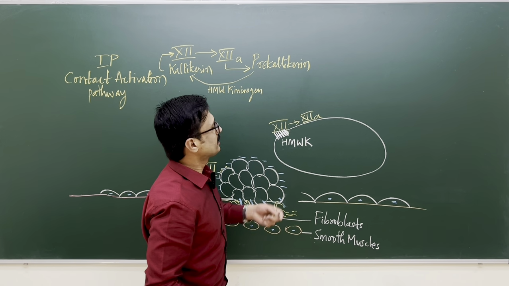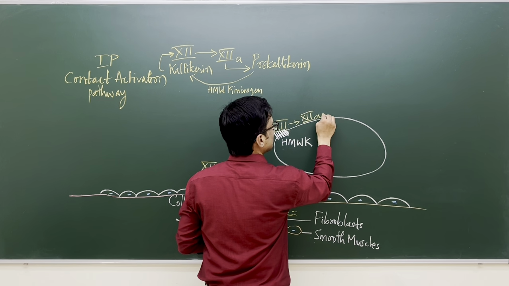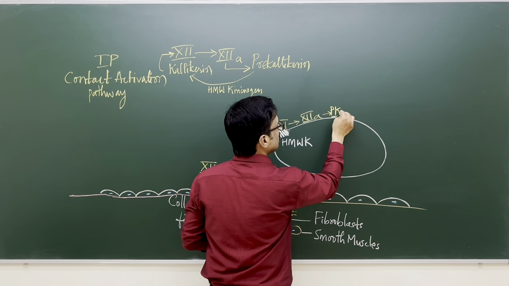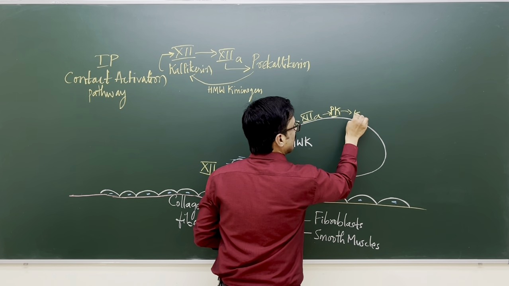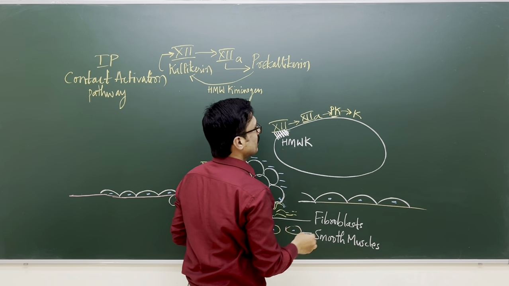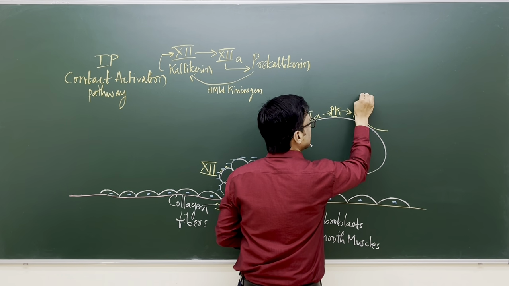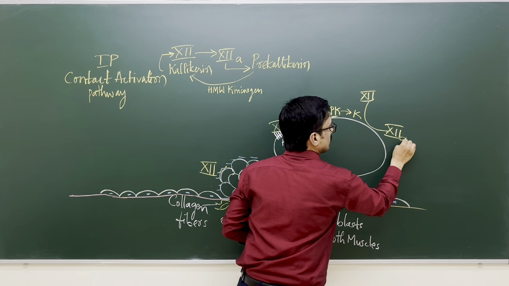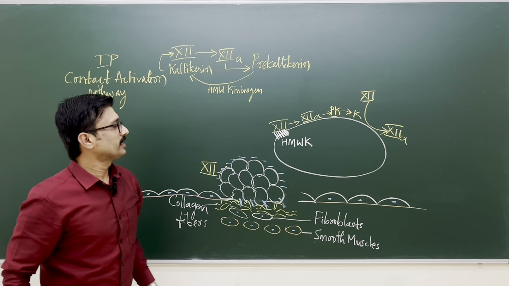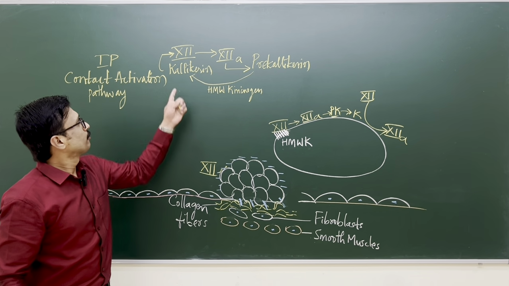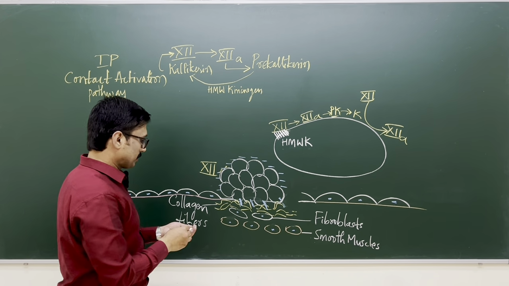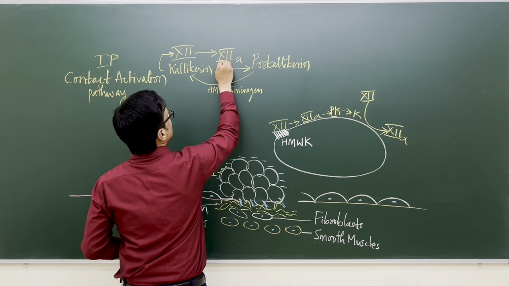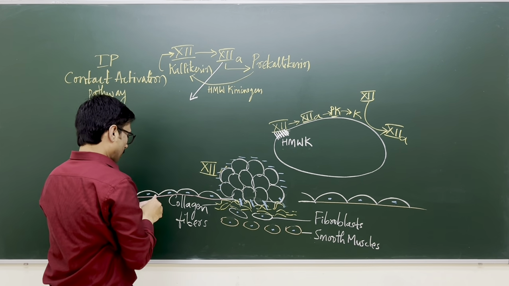Once this factor 12 is getting activated, this will activate the prekallikrein. Prekallikrein is getting activated to kallikrein, and this kallikrein will further activate more and more factor 12. So this is the first step in intrinsic pathway, activation of factor 12. So once factor 12 is activated, this factor 12 starts activating the subsequent clotting factor.